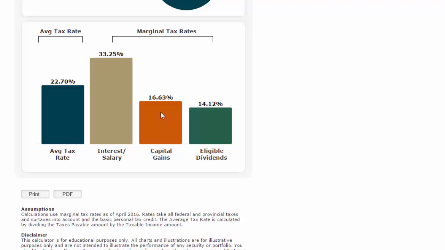And actually we could add real estate to that example as well. But let's say we put $10,000 into a stock mutual fund or individual stocks. Those investments grow to $20,000. We then sell it. The difference between the 10 and the 20 is a $10,000 gain. Of that $10,000 gain, 50% is taxable. So $5,000 is taxable. When you go through that calculation, that ends up being a 16.63% marginal tax rate, much lower tax rate because only 50% of the gain is taxable to you.